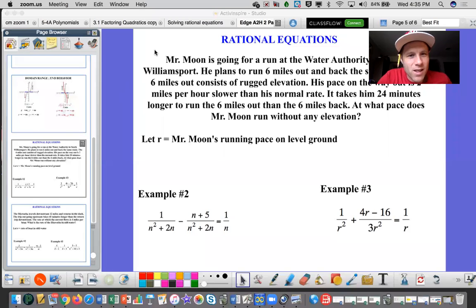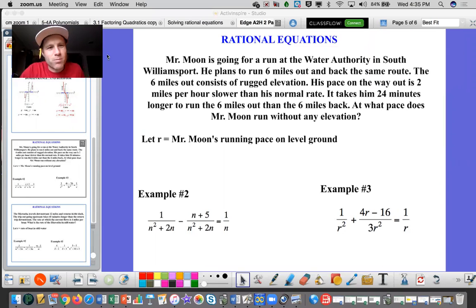So this question is pretty much accurate to what we've done today. We didn't do 6 miles out. We did 5 miles out and 5 miles back for a total of 10. But anyway, pretty accurate. So we're going for a run. On the way out, we're going to run 6 miles out and back the same route.